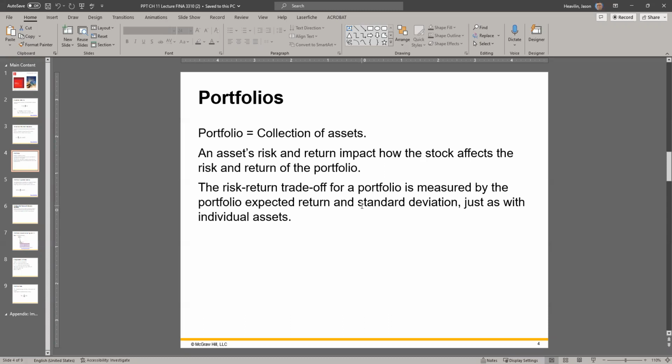The risk-return trade-off for portfolios is measured by the portfolio expected return and standard deviation, just as with individual assets. However, and we'll talk about this more in a moment, each individual asset will have a risk and a return. And when you put them all in a portfolio, it's not as simple as an average, or a weighted average, of the risk and return of all the assets. The returns will be like that, but the standard deviation will not. So when you combine them, something changes, and we'll talk about that in a moment.